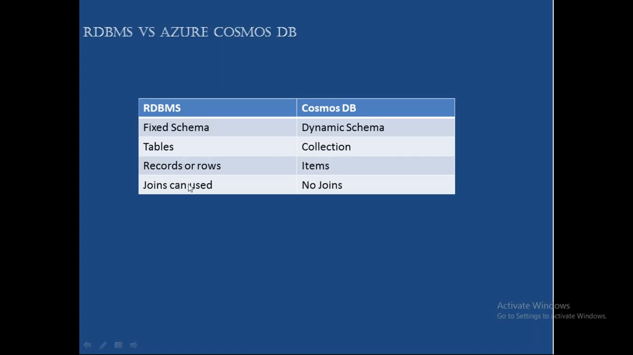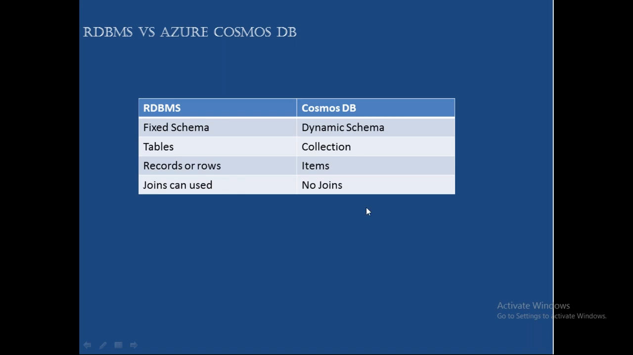In RDBMS, joins can be used, but Cosmos DB will not support joins. Because in RDBMS we have a master and child table relationship, that's why you can apply joins and join those 2 tables. But here it's a dynamic schema, so you cannot apply joins on the items because there is no guarantee that all the items will have a particular key. In master and child tables there will be a common key, but in items it's not guaranteed, right? That's why joins are not supported here.